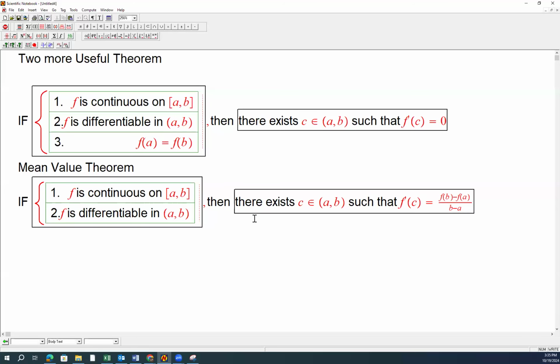Hello. In this lesson, I would like to, first of all, reintroduce the Rolle's theorem and the mean value theorem. And also, we would like to talk about some other uses, other applications of these two theorems, okay?